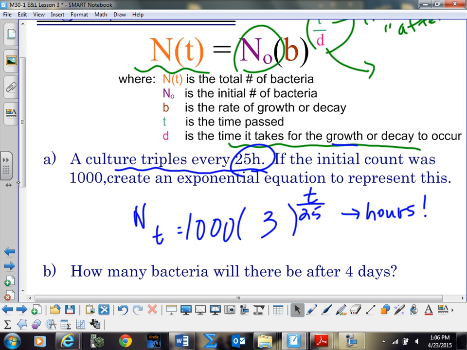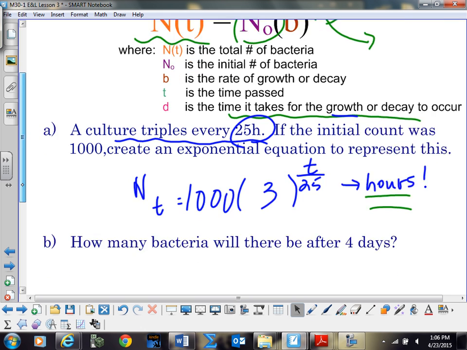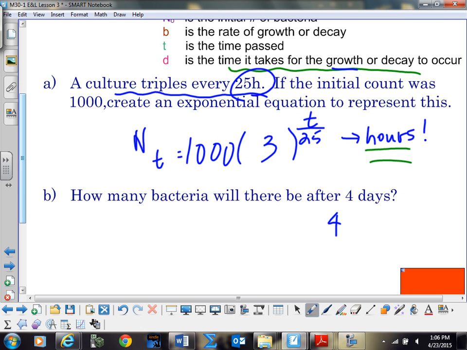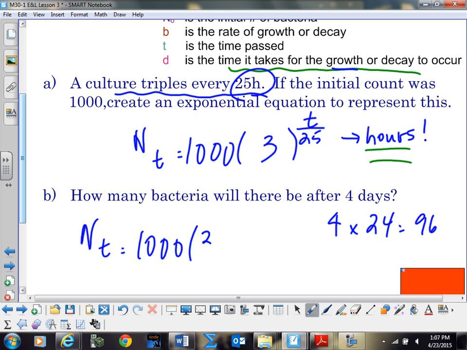It says how many bacteria in 4 days? So hopefully this was a big hint to you that we cannot put 4 in for T. We have to change 4 to hours. So we do this and we get 96. 80 and 16 is 96. So we have our formula with 1,000, 96 over 25.